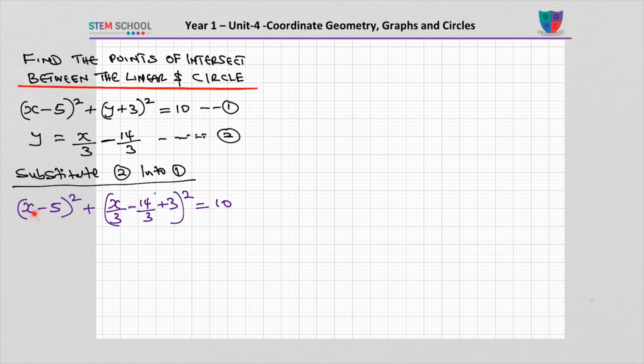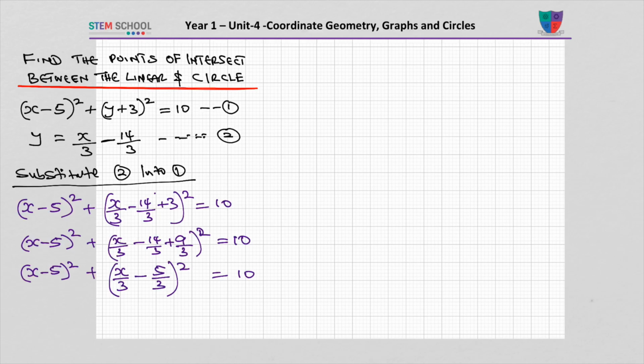So now I've got (x minus 5) squared plus (x/3 minus 14/3, which is y, plus 3) squared equals 10. Now I need to simplify this. So now I've got x/3 minus 14/3 plus 9/3. The denominator here is 1, so multiply that by 3 to keep the denominator the same. Then I get (x minus 5) squared plus (x/3 minus 5/3) squared equals 10.